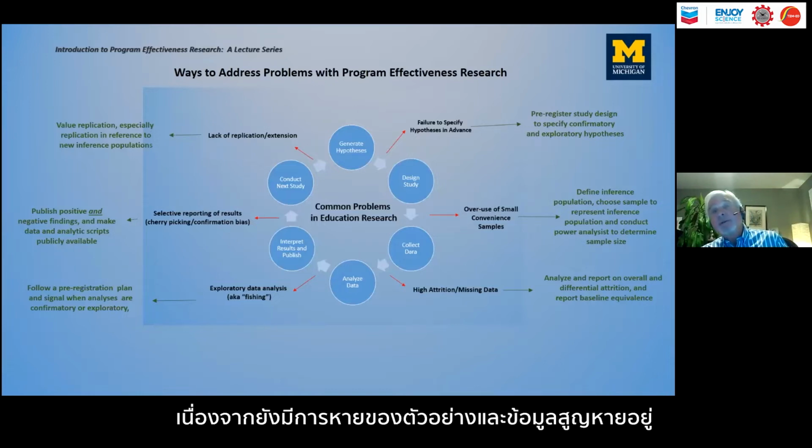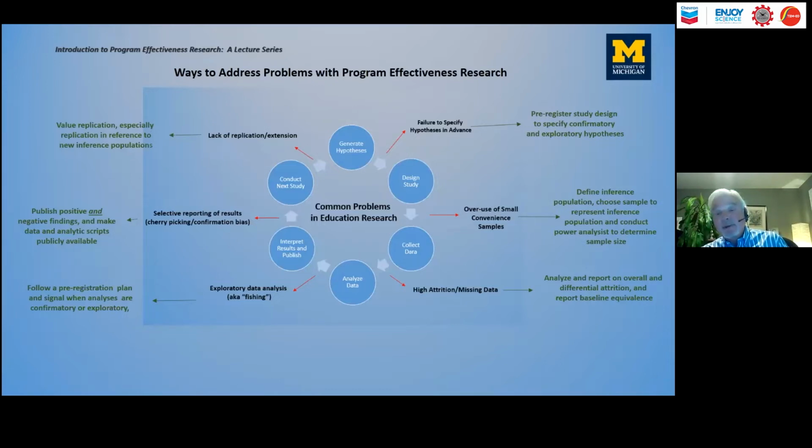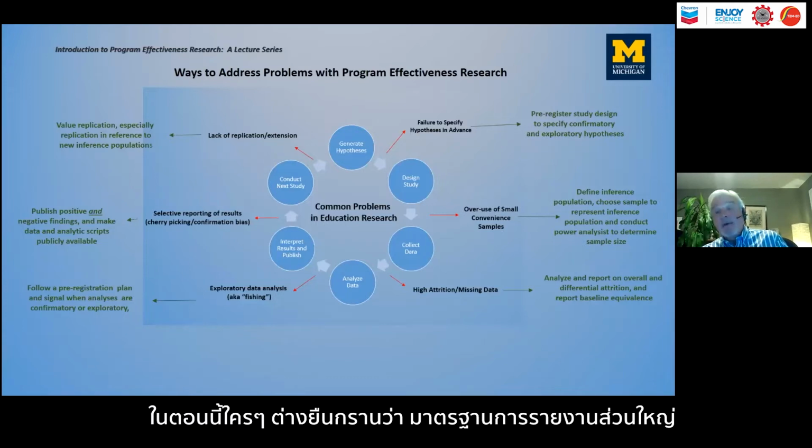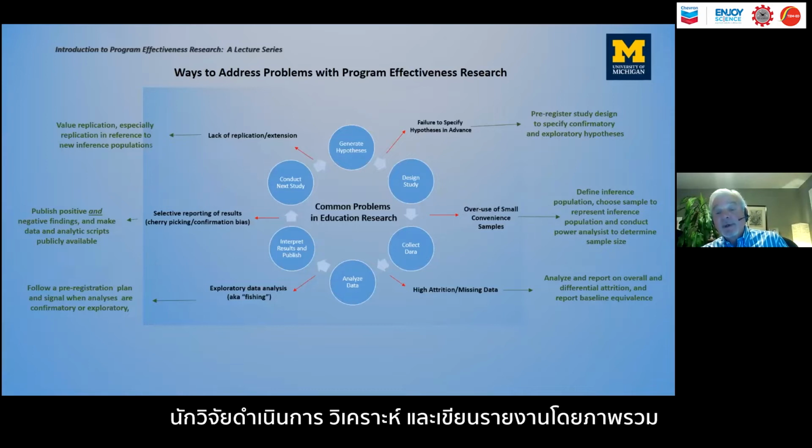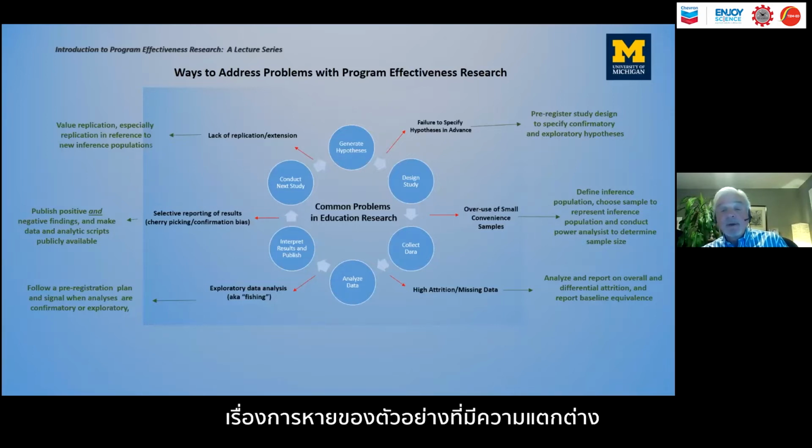Because attrition and missing data are so present, most reporting standards insist that researchers conduct, analyze, and report on overall and differential attrition and on baseline equivalence. So we'll discuss that problem.